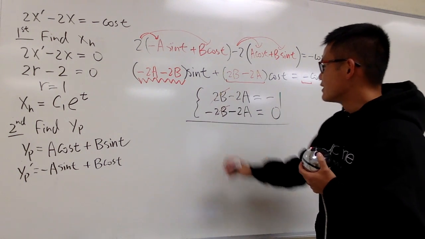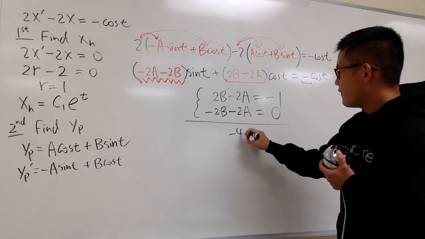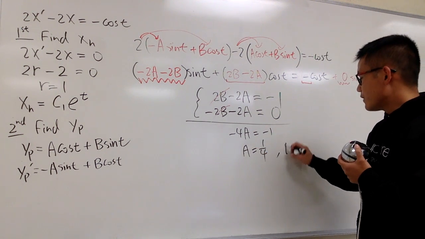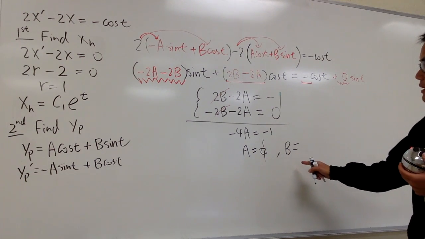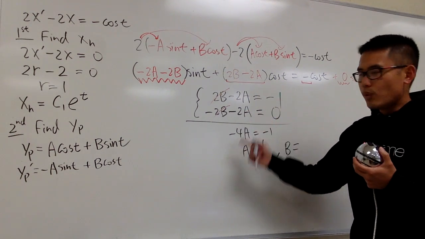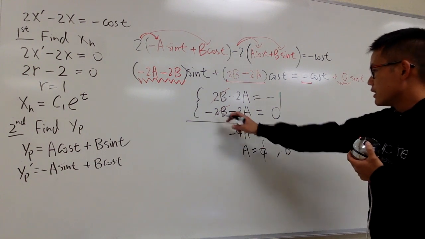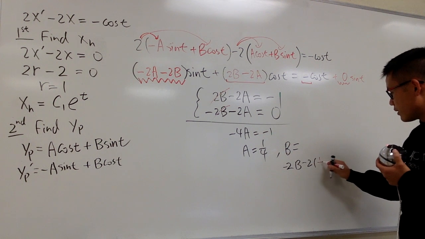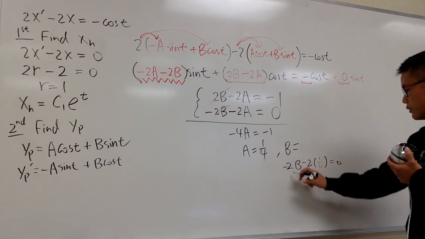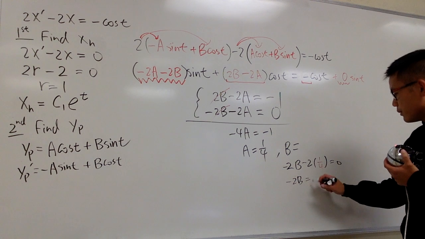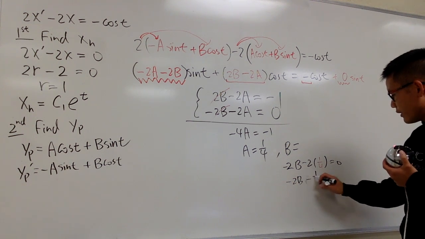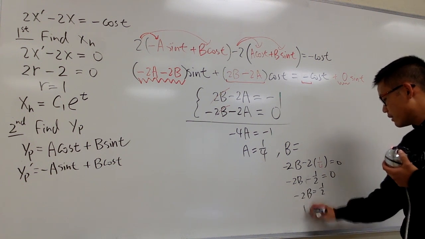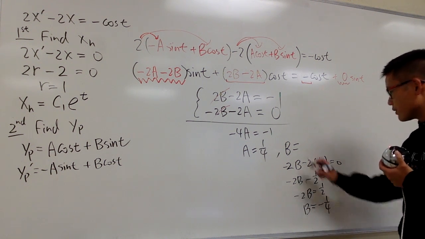Good, because this does not cancel right away, and then you see this is going to be -4a equals -1, and a is equal to +1/4. And we can also find out what b is, right? If you plug in 1/4 into whichever equation you want, let me just do it right here real quick for you guys. We will have -2b minus 2 times a, which is 1/4, and this has to be equal to 0. You see this is -2b, and 2 times 1/4 is -1/2, equal to 0. Move this to the other side, you get -2b equal to +1/2. b is equal to -1/4. So that's what we have right here, okay?